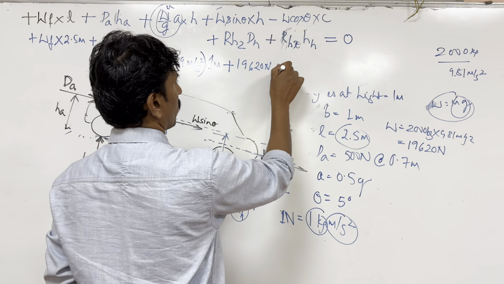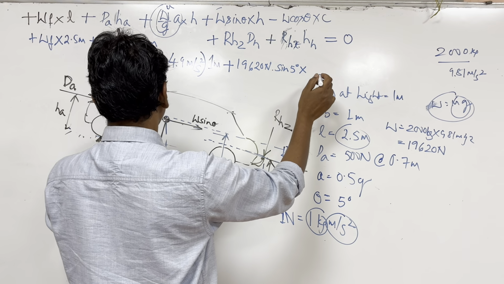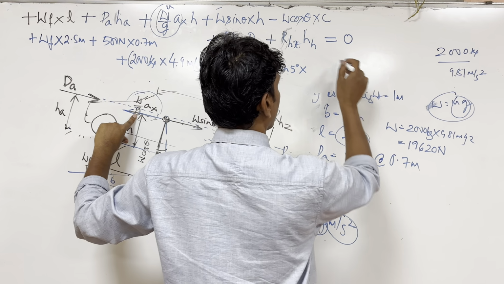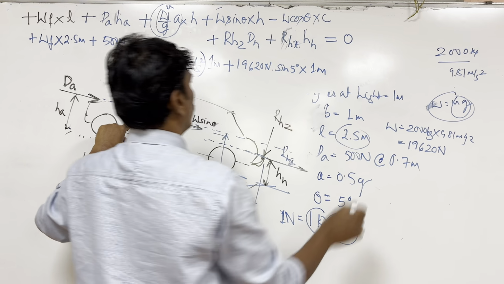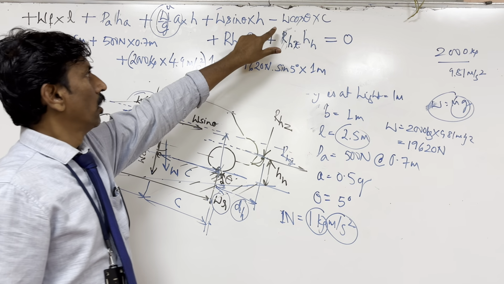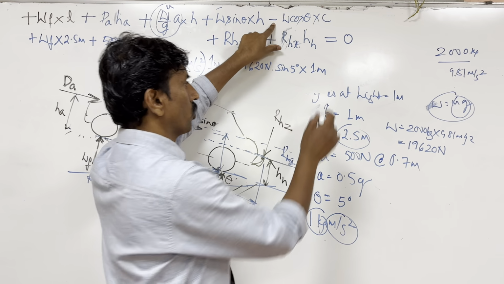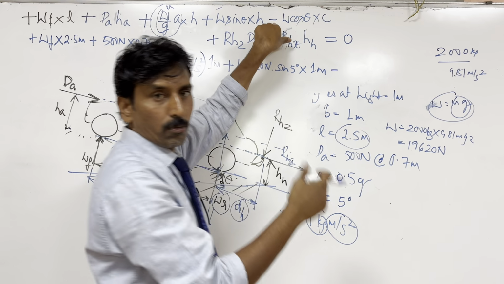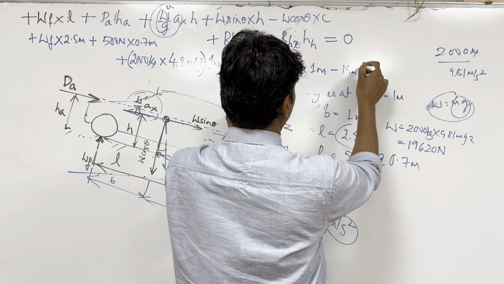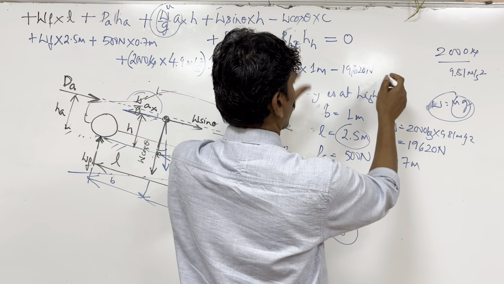Sine theta. So theta is 5 degrees into h. H is how much? 1 meter. H is the height at which the center of gravity is there, 1 meter. And then W sine theta into H minus W cos theta. Is it visible? So W cos theta, W is 19620 newtons.